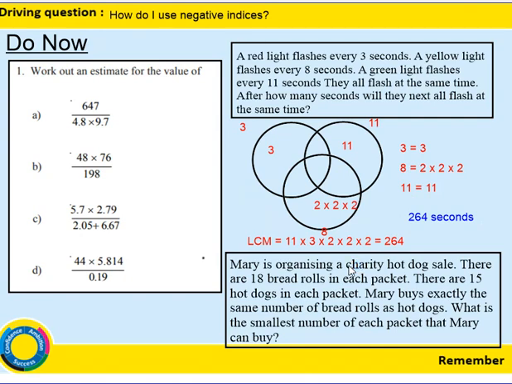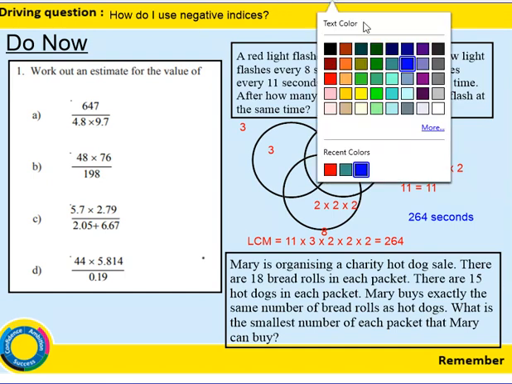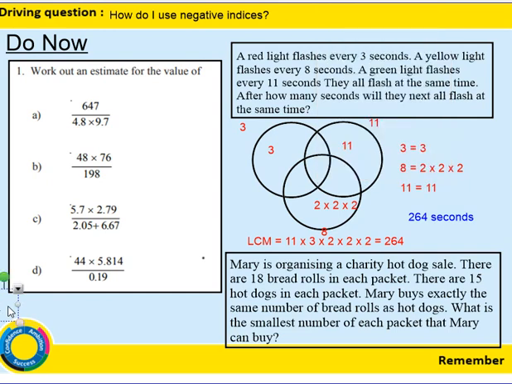Okay, the next question. Mary is organising a charity hot dog sale. There are 18 bread rolls in each packet. There are 15 hot dogs in each packet. Mary buys exactly the same number of bread rolls as hot dogs. What is the smallest number of each packet that she could buy? Now for this question, I'm going to try listing them out, see if I can get the lowest common multiple that way. But you could use either method. Okay, 18, 36, 54, 72, 90. Aha! So the lowest common multiple here is 90.